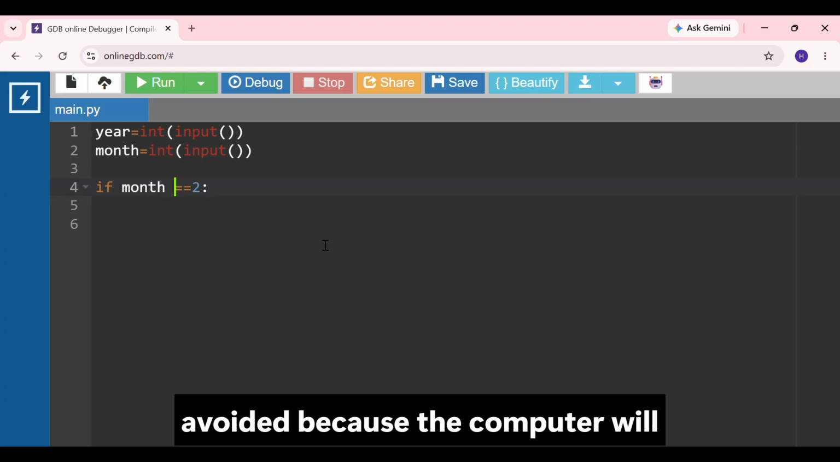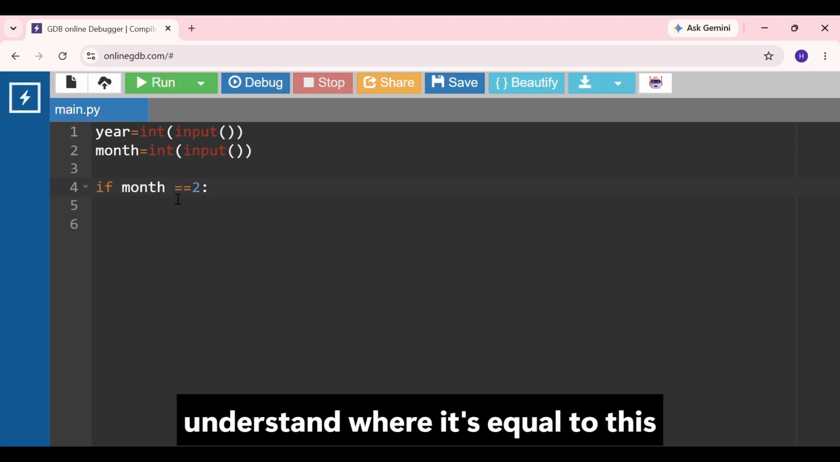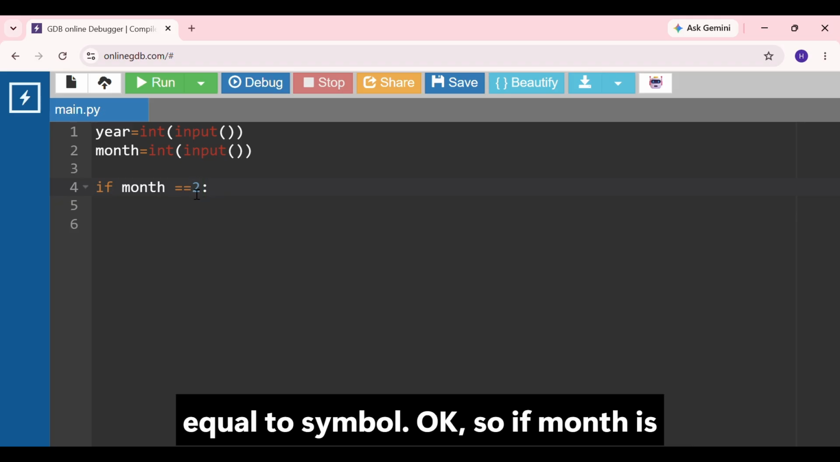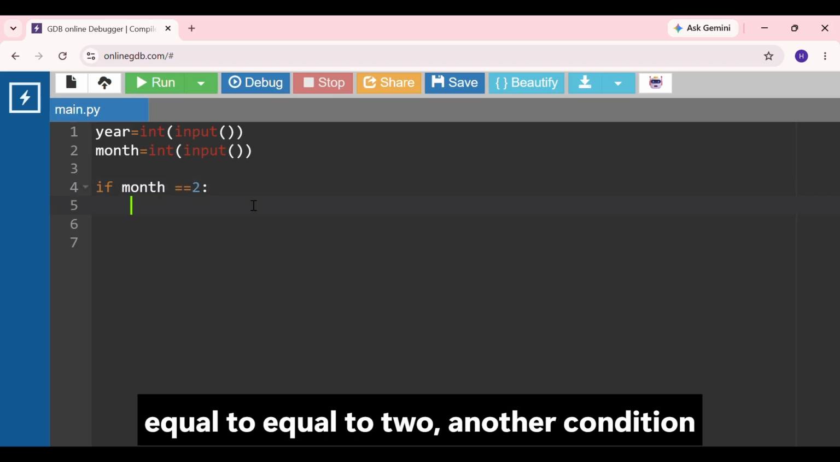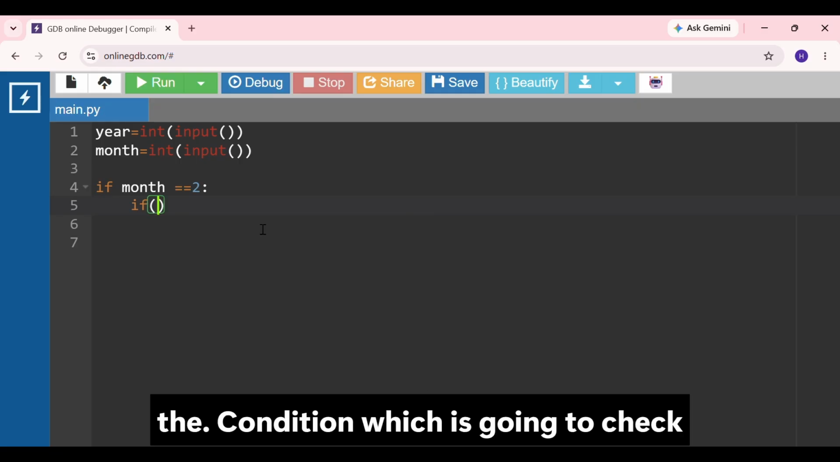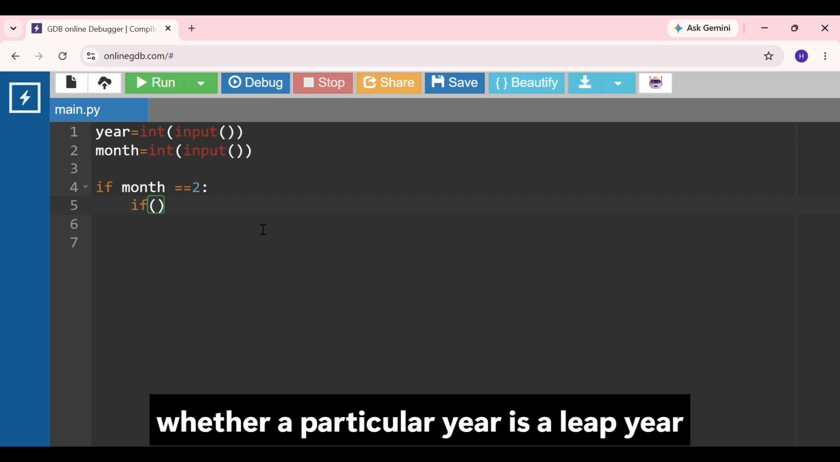Okay, so that has to be avoided, because the computer will understand it's equal to this particular number only when we give two equal-to symbols. Okay, so if month is equal to 2, another condition has to be given, correct? So this is the main condition which is going to check whether a particular year is a leap year or not.